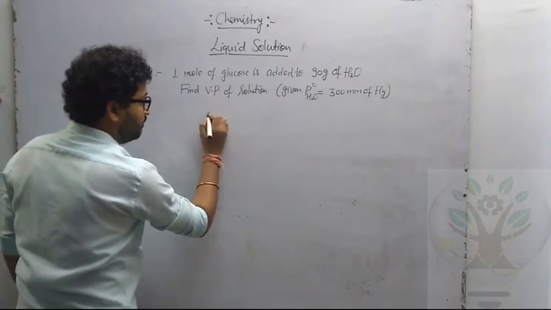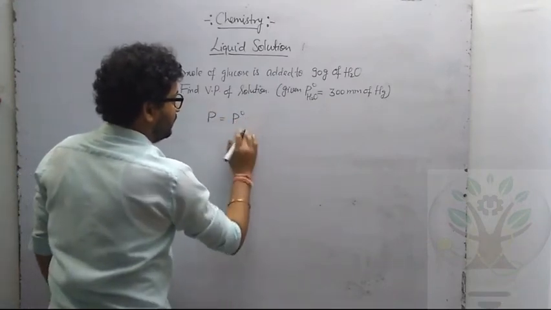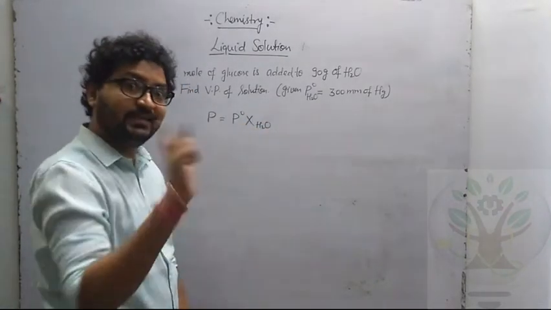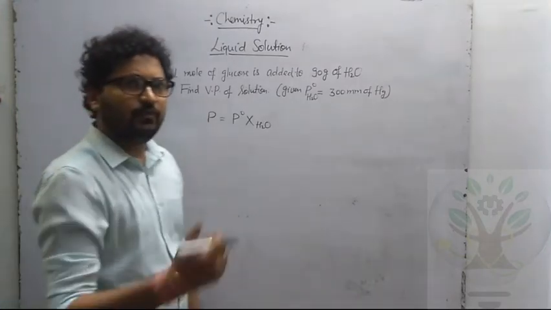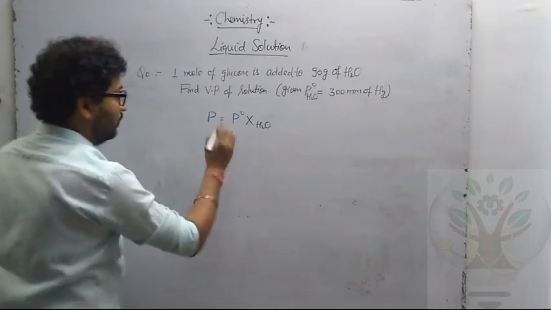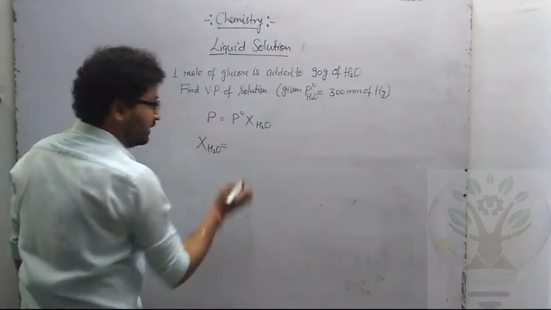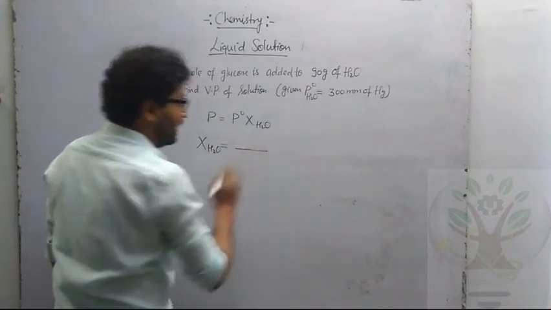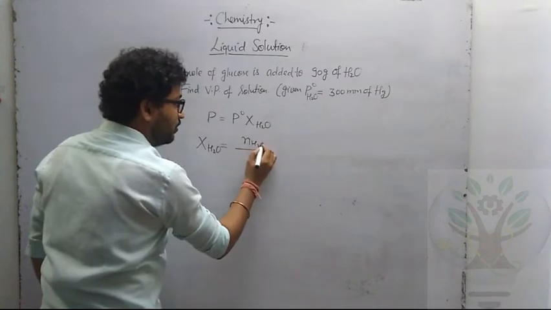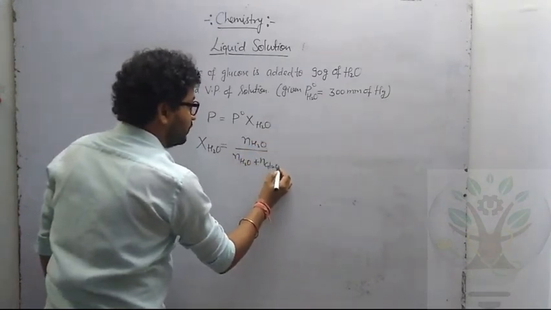We have a formula. Vapor pressure P is equal to P naught into mole fraction of solvent. Here solvent is what? Water. We have discussed the solvent. Glucose will be volatile or non-volatile? Glucose will be non-volatile. So I am writing here mole fraction of H2O. How will we calculate mole fraction of H2O? Mole fraction of H2O will be written as moles of H2O divided by moles of H2O plus moles of glucose.